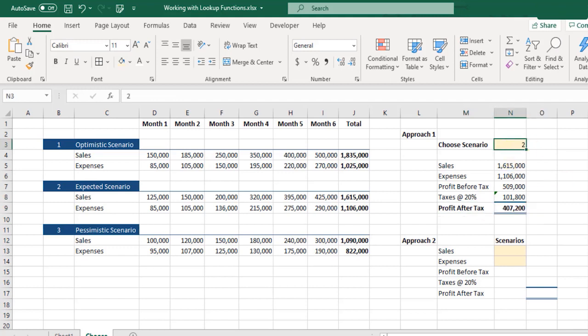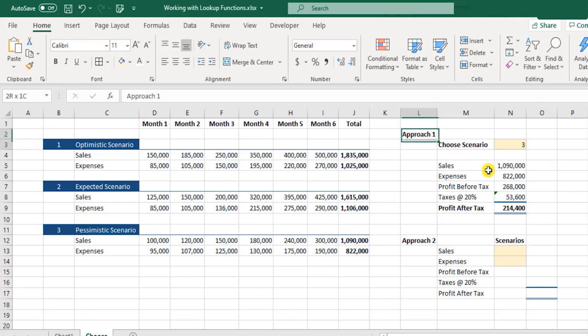Now, let us try one more thing. This time, I want to try the pessimistic approach. That's scenario 3. I hit enter, and here we have this. 1,090,000 and expenses at 822,000, and then profit before tax has been calculated, taxes calculated, and profit after tax, what you get is 214,400. Now that's quite interesting over here, but let's say we have an alternate approach.